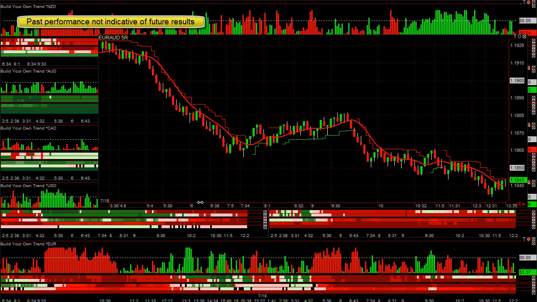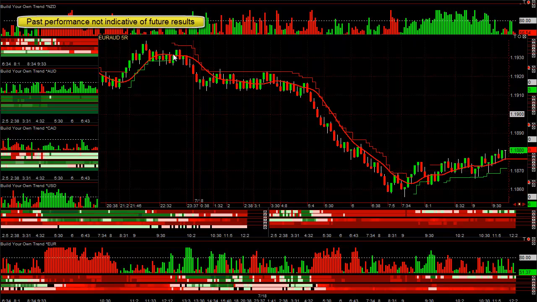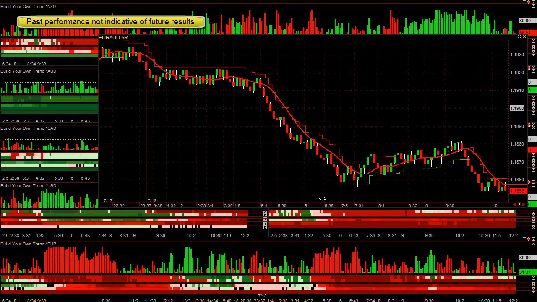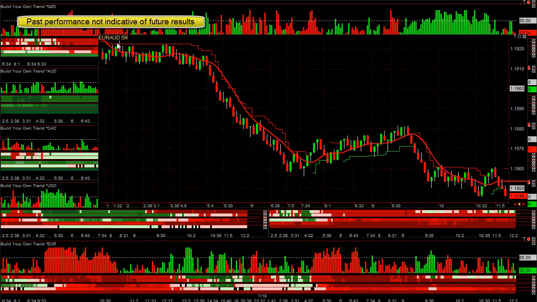So this is a currency you're looking to sell. You can see it's underneath. Go sideways right here, breaks down, you go short, and it pretty much kept you in there the whole way down.